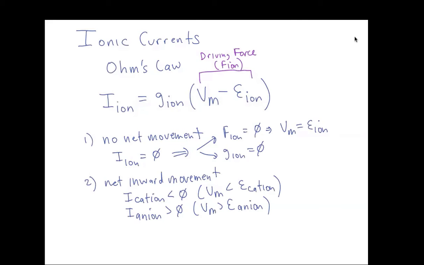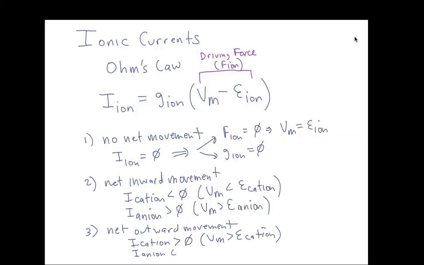Now, finally, we can have a net outward movement of an ion. And in this case, it's just the opposite. So by convention, if we have a cationic current that is positive, and that would mean that the Vm is greater than the E cation, we would get a positive value, and that means that the current is allowing the ion to go out. And then if we have an anion current that's negative, the Vm is less than the E anion.